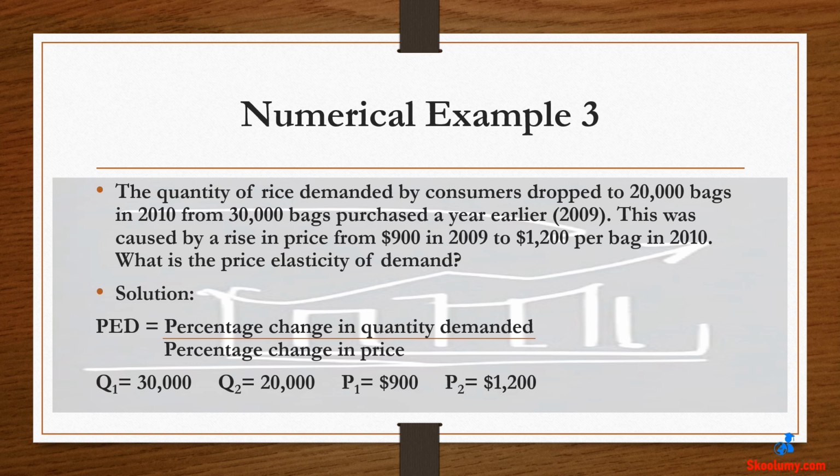Old quantity, Q1, is 30,000. New quantity, Q2, is 20,000. Old price, P1, is $900. New price, P2, is $1,200.